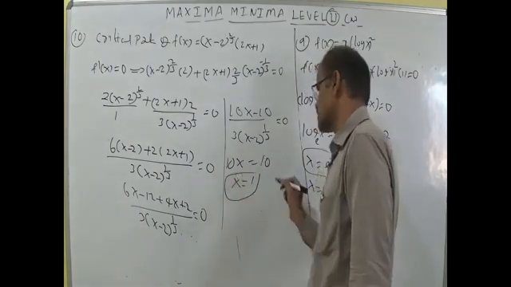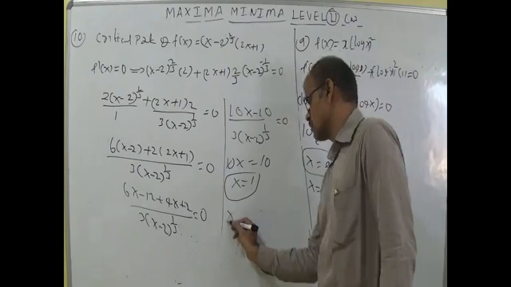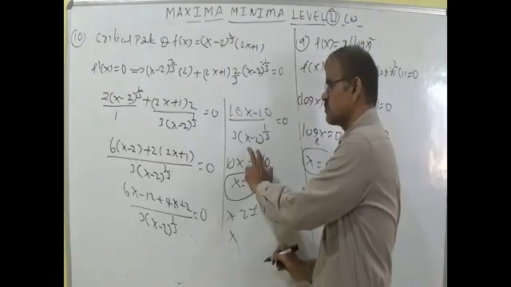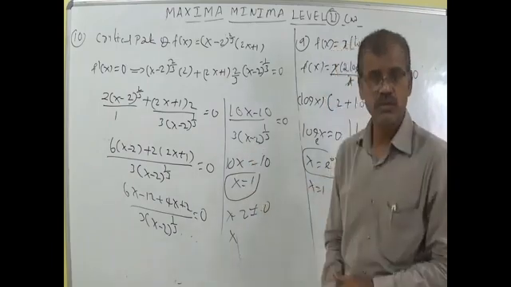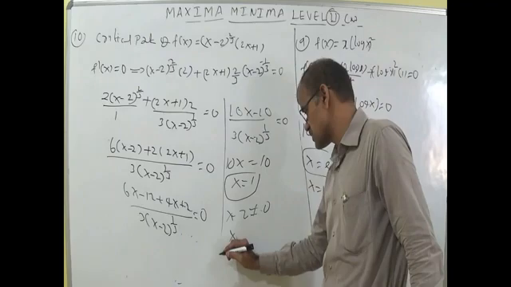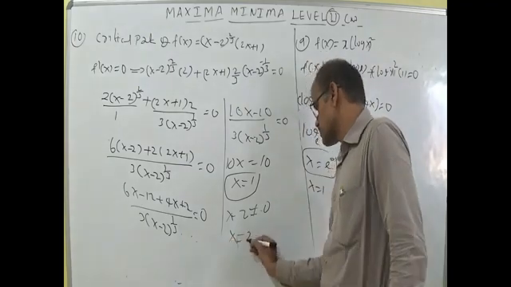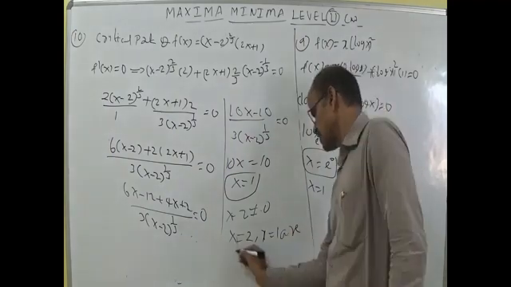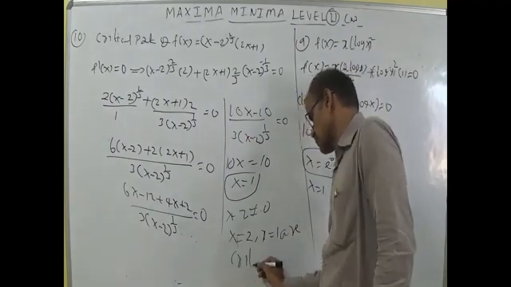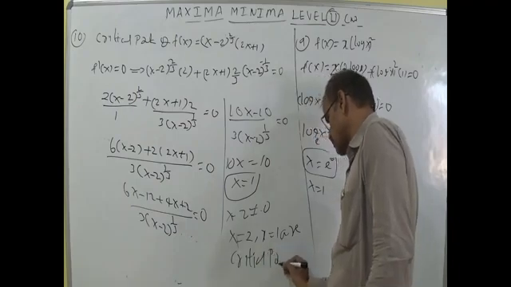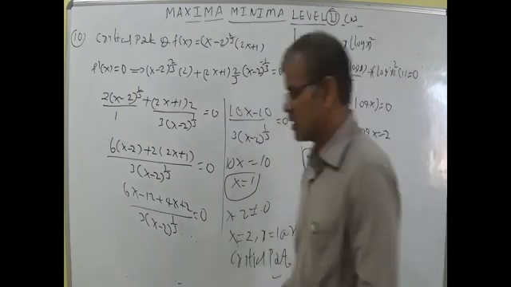This is a critical point, and you should write x - 2 ≠ 0. Whenever x - 2 = 0, the denominator becomes 0 and the expression becomes infinite, so it is not defined. So f'(x) is not defined. So x = 2 and x = 1 are critical points. You can write x = 1 and x = 2 are critical points of the given f(x).